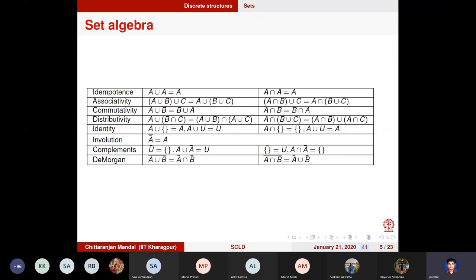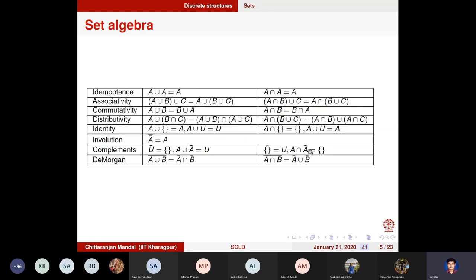The complement of the universal set is the null set. The union of any set A with its complement is the universal set. The complement of the null set is the universal set. The intersection of any set A with its complement is the null set. That's the definition of the complement set.